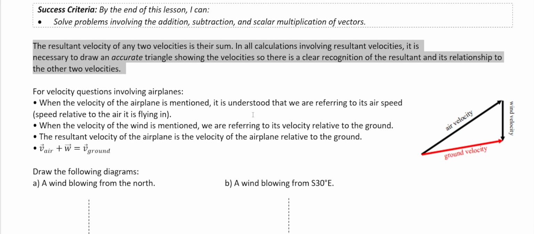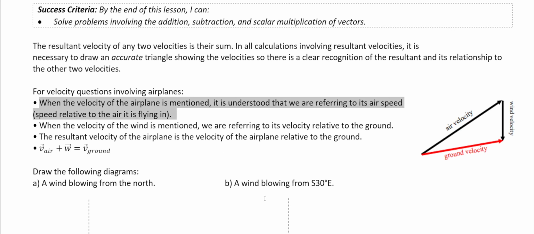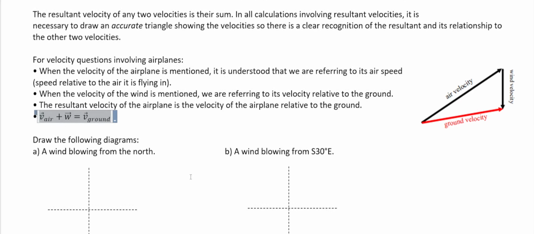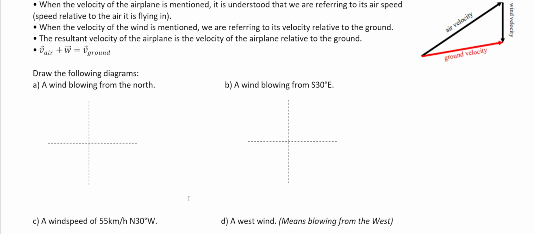For velocity questions involving airplanes, when the velocity of the airplane is mentioned, it's understood to be referring to its airspeed, so the speed relative to the air it's flying in. When the velocity of the wind is mentioned, we're referring to its velocity relative to the ground, and the resultant velocity of the airplane is the velocity of the airplane relative to the ground. So we can come up with this equation right here: velocity of the air plus W is equal to velocity relative to the ground, not velocity of the ground.